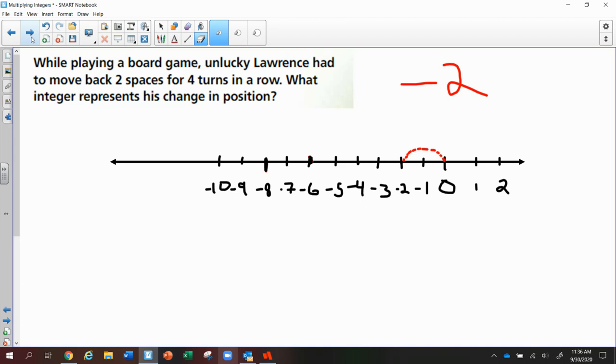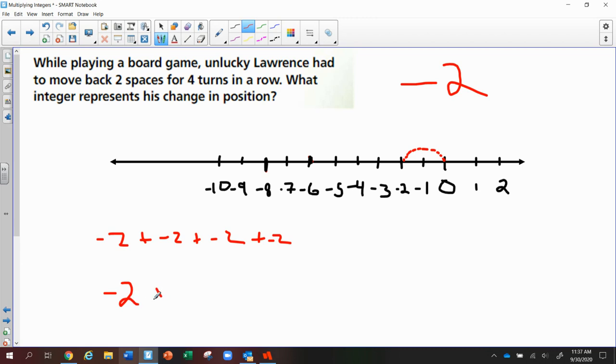And he did that for 4 turns in a row. So what integer represents his change in position? Well, we can think of this as multiplication. So rather than taking the time and saying -2 plus -2 plus -2 plus -2, we're not going to spend our time writing all that over and over. Since it's repeated addition, it's just multiplication. So it's going to be -2 times 4, right? And we know that repeated addition is multiplication. So we're going to go -2 spaces 4 times.